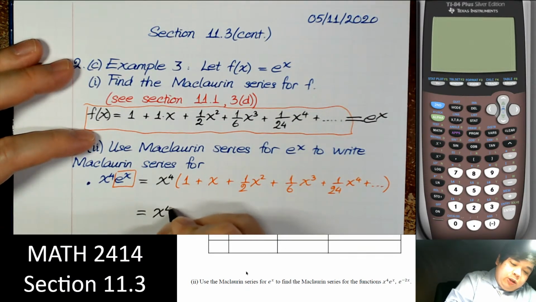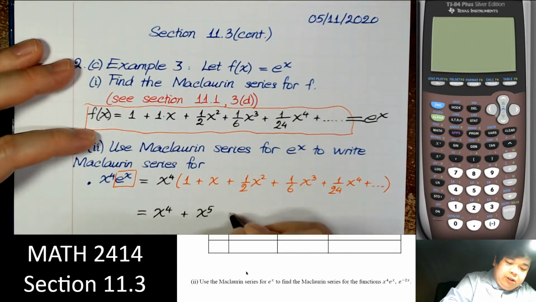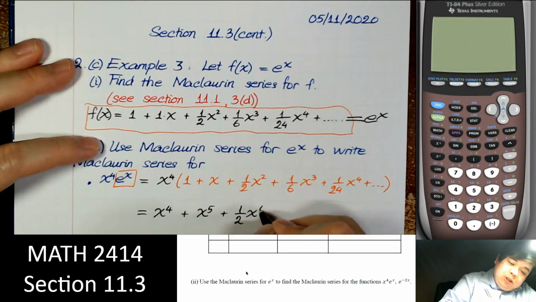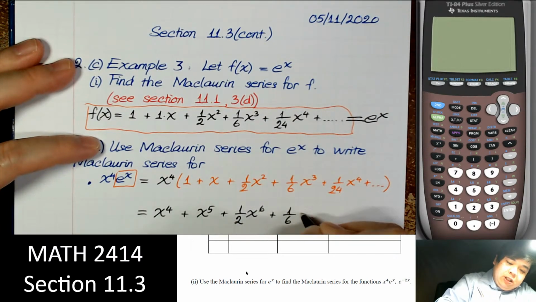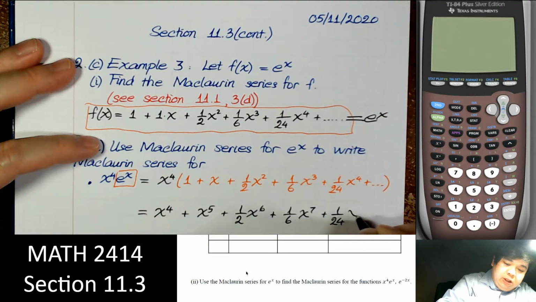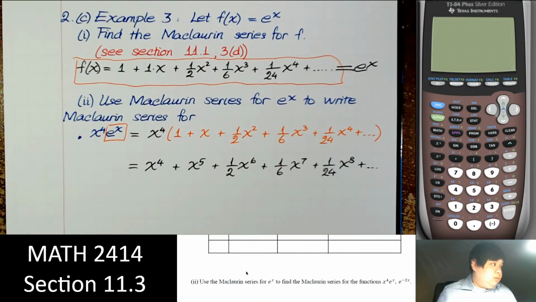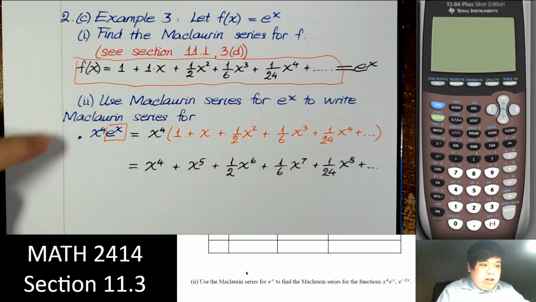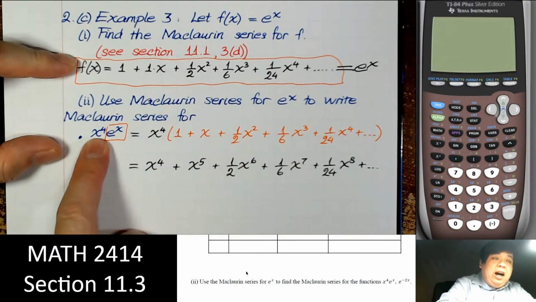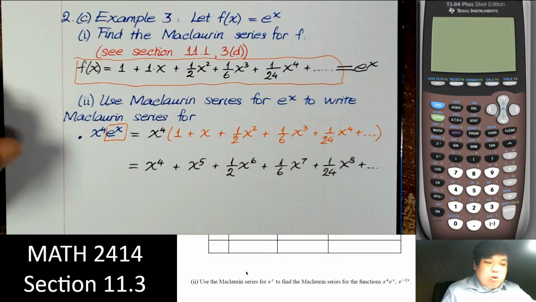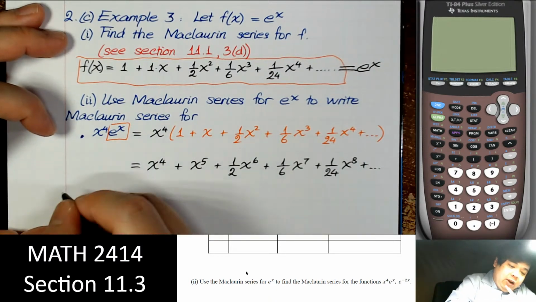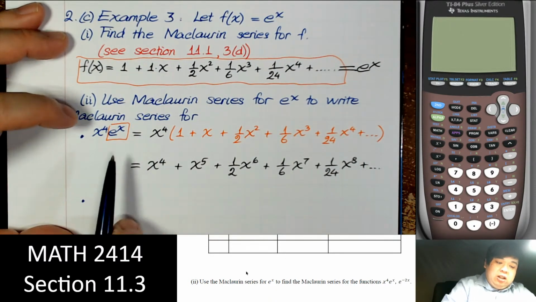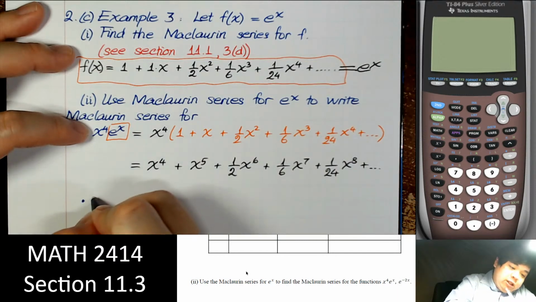So x to the fourth plus x to the fifth, 1/2 x to the sixth, 1/6 x to the 7, 1/24 x to the 8. So simple enough. If we have that series, just multiply to it. Very simple. Now how about we try to write a series of e to negative 2x.